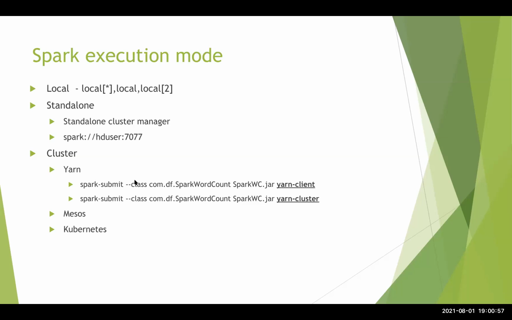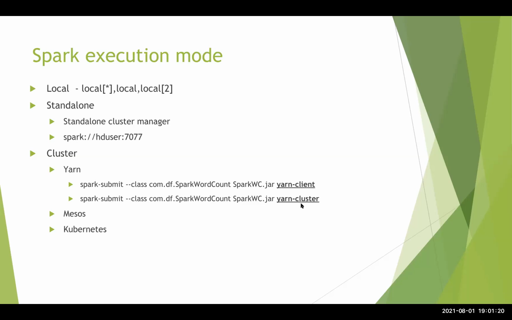Let's say you are submitting this. You have this YARN cluster where you can submit. So you say spark-submit and --class. This is your main class, com.df.spark, the driver class, which has the main method. And then you give the jar file. This jar file should have this main class. And then you tell whether the configuration is YARN client or YARN cluster.